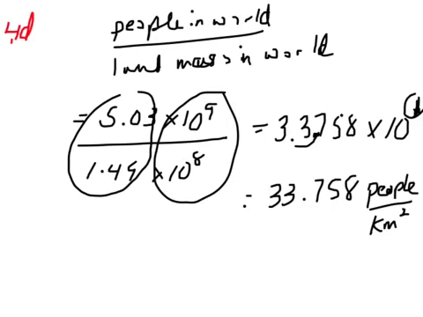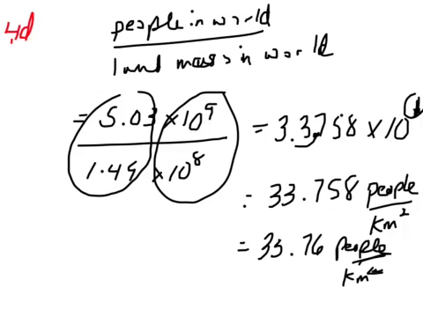Now I would take this out to 2 decimal places because they gave us 2. I have a feeling the book's only going to give you 1 decimal place, and they're going to round it to 33.8. I'm going to say 33.76 people per kilometer squared just because they gave it to you with 2 decimal places, so I'm going to write my answer that way, but the book answer is 33.8. But anyway, that's how you would go about calculating that.